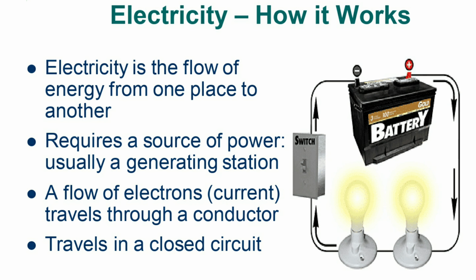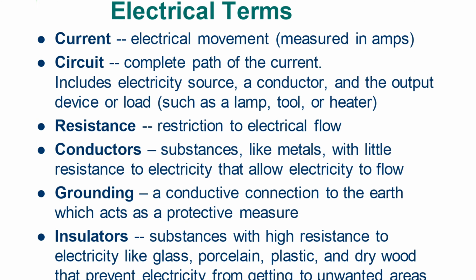Electricity, how it works. Electricity is the flow of energy from one place to another. It requires a source of power, usually a generating station. A flow of electrons, current, travels through a conductor in a closed circuit.